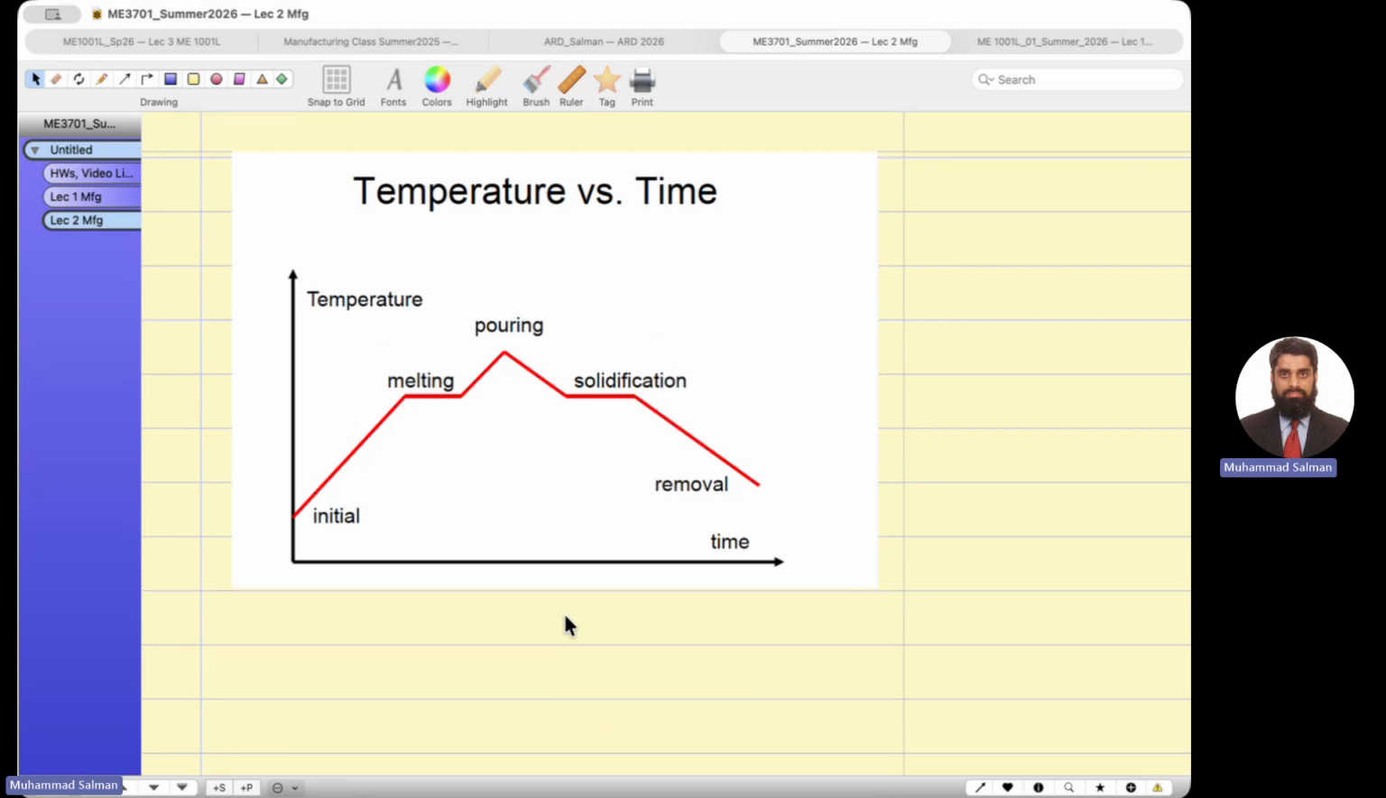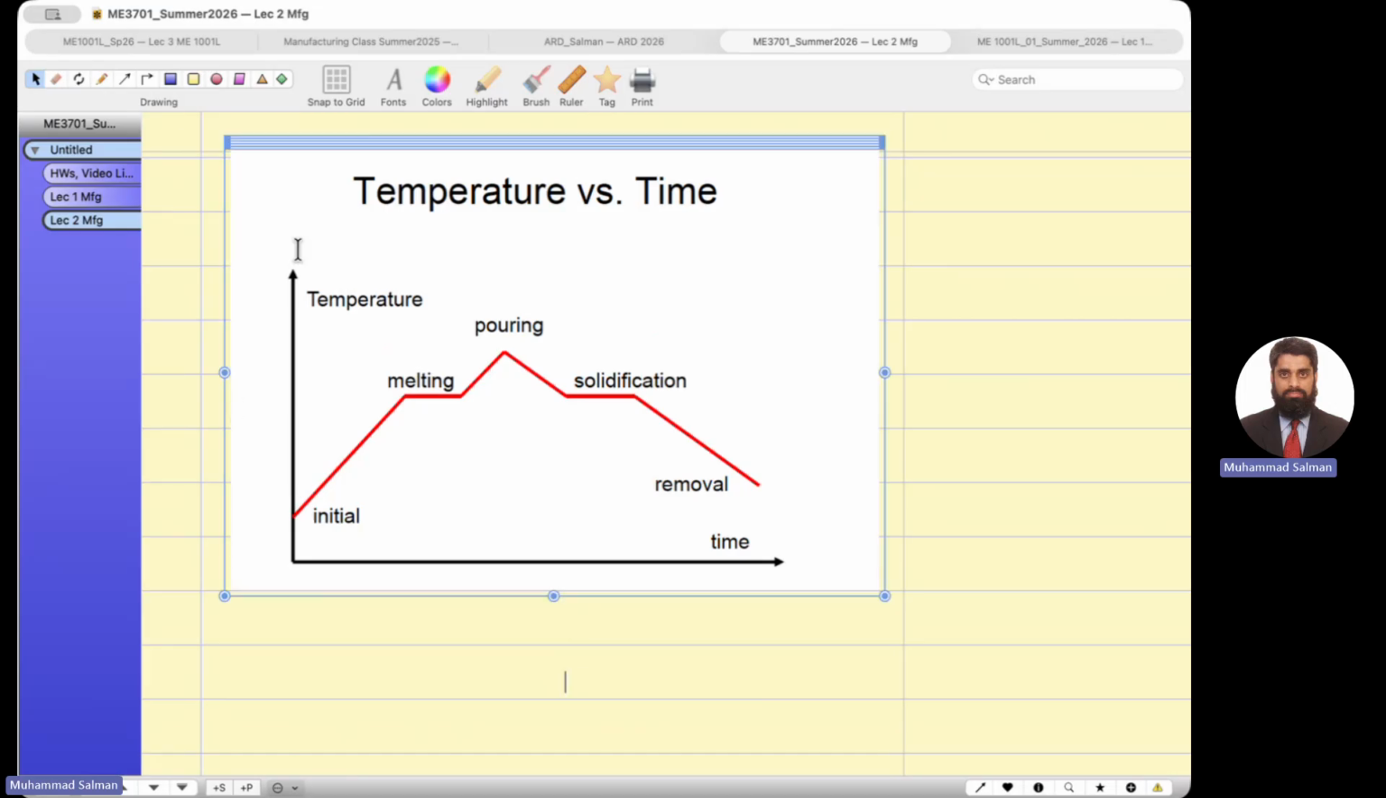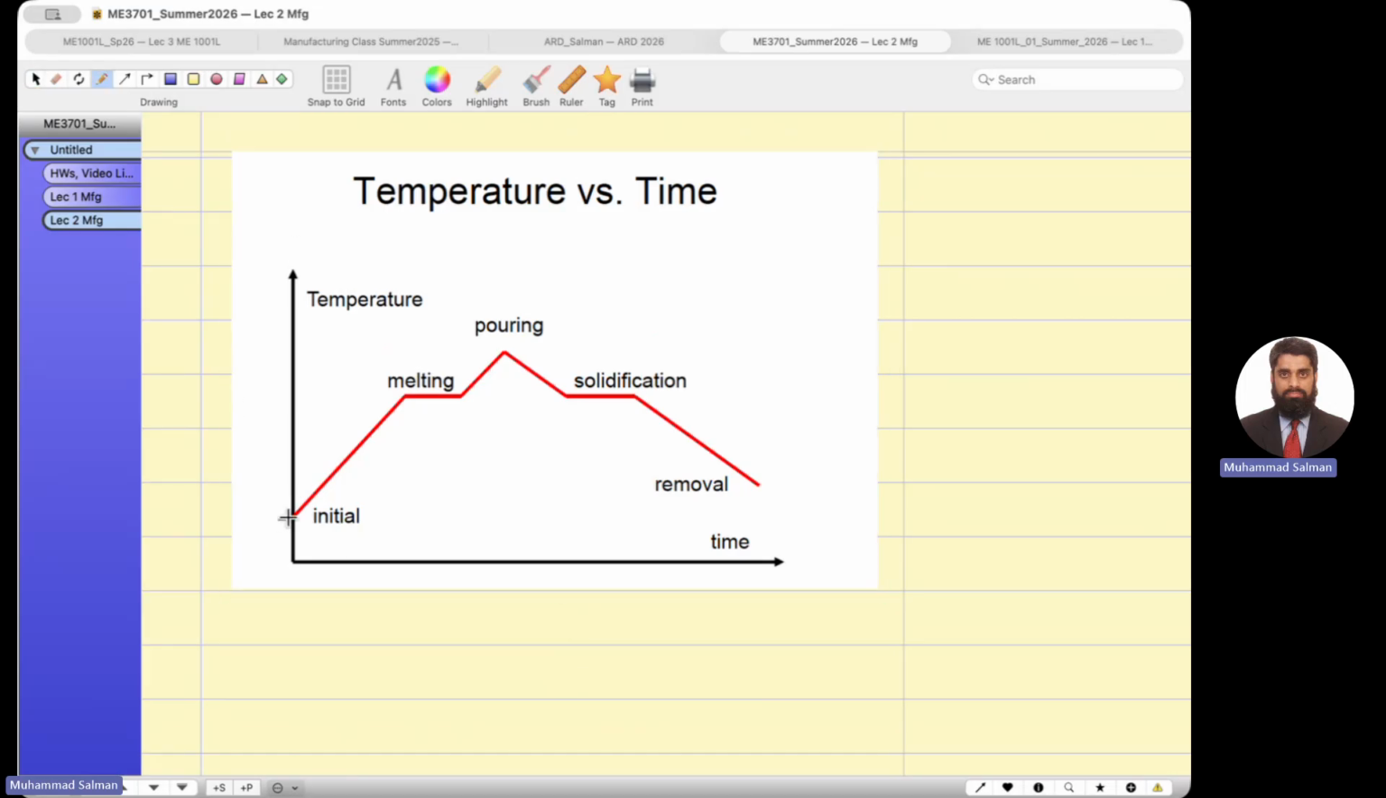And then when we pour the molten metal into the sand mold or other molds, it solidifies, and latent heat of fusion is released to change the phase from liquid to solid. And then we further cool it down to a little bit above the atmospheric temperature, which in our case is usually 20 Celsius or 25 Celsius.